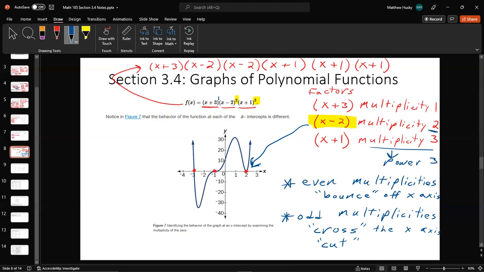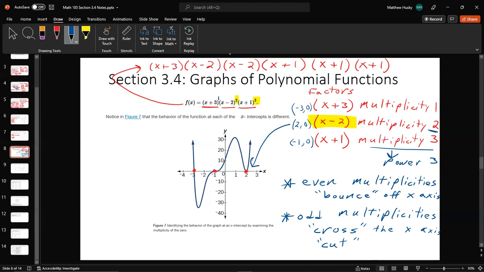So this is basically giving you 2, 0. The x minus 2 gives you 2, 0. x plus 3 gives you -3, 0. x plus 1 gives you -1, 0. You'll notice it's just switching the signs around, is all it is. If the factor is x plus 3, it's -3. If the factor is x minus 2, it's +2. You're just switching the signs around.